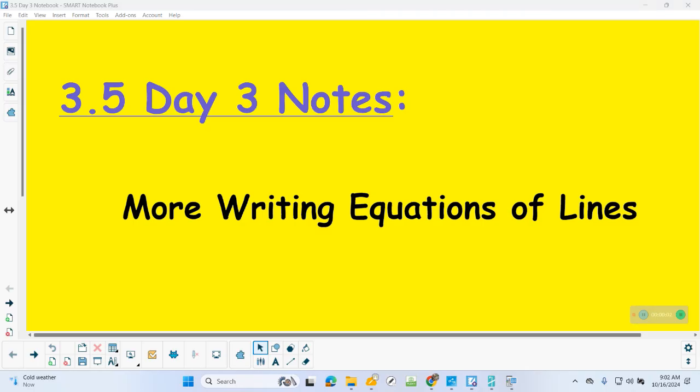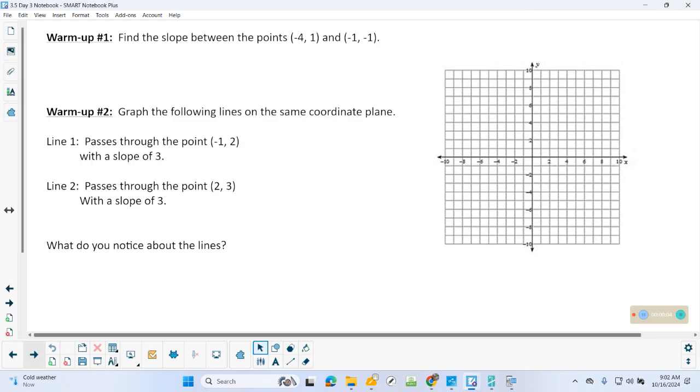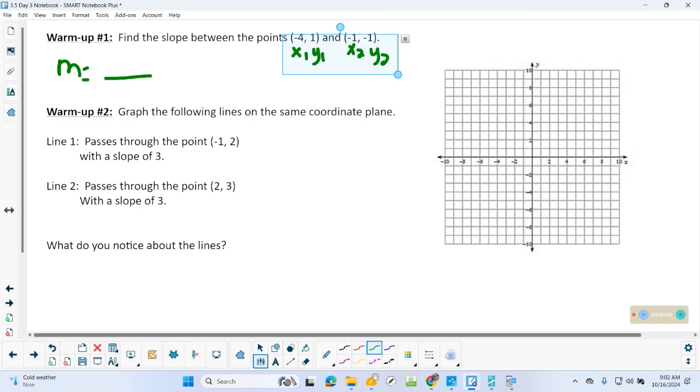So before we get into all of the new stuff, let's do a little review. Find the slope between the points. Okay, all right, we can do that. So I'm going to use my slope formula. You know I like to label. You don't have to label. I just like to label, you know. All right, and let's plug it in. Y2 minus Y1, X2 minus X1.